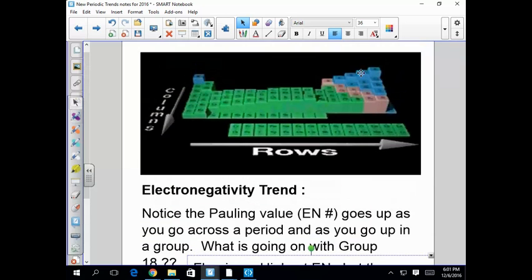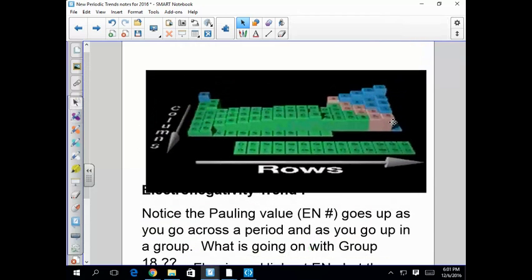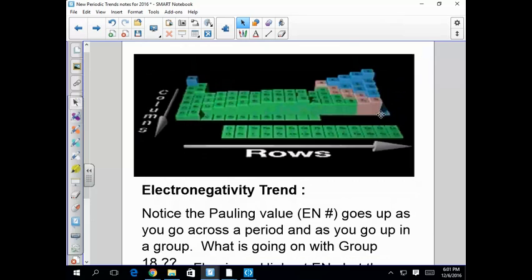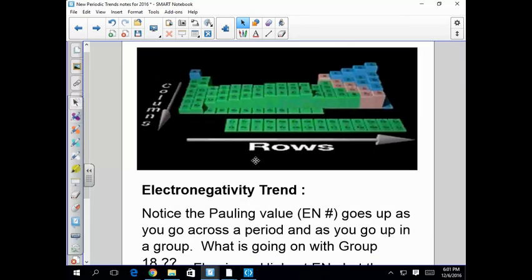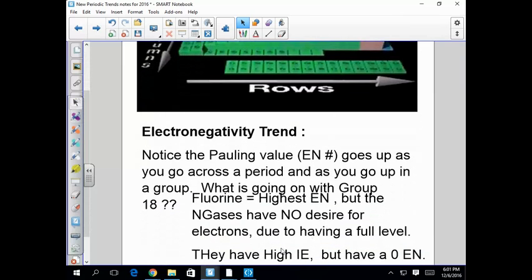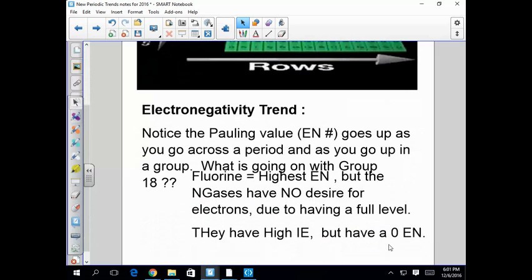So fluorine is the highest electronegative. You have to remember that noble gases have no electronegativity. The trend for ionization energy is that they're high in that column, but it's 0 for the electronegativity.